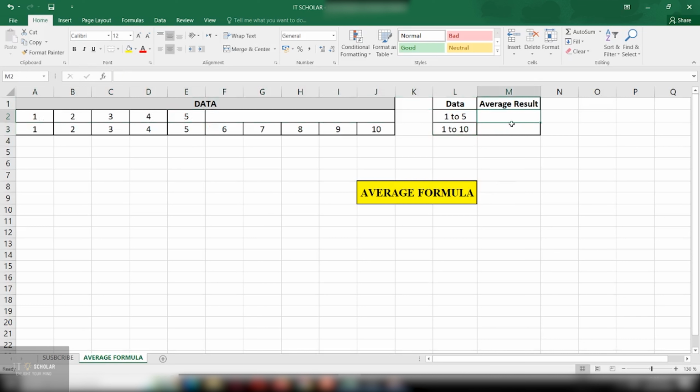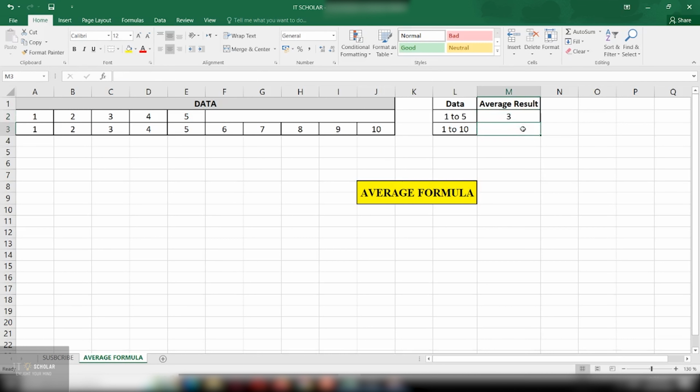Let's try with the formula over here. Is equal to sign, average, bracket open, A2, semicolon, A2, bracket over, enter. The answer is 3.